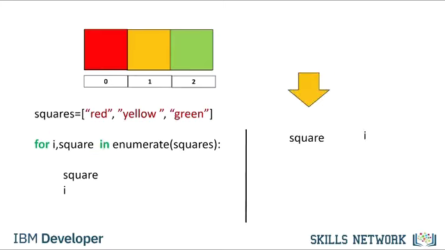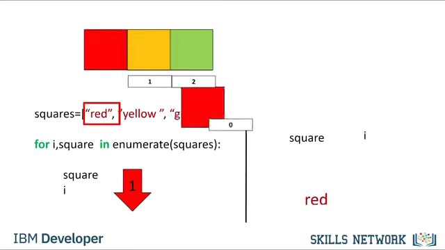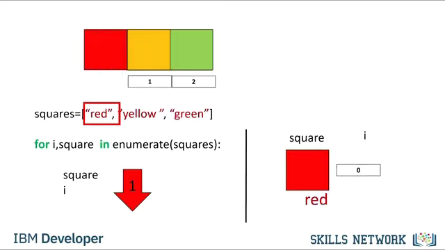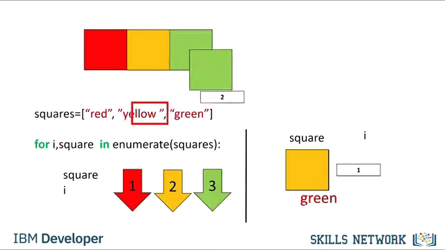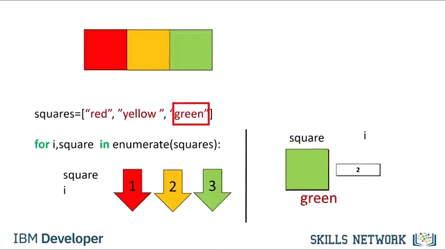Let's use the left part of the screen to display the different values of the variables square and i for the various iterations of the loop. For the first iteration, the value of the variable square is red, corresponding to the 0th index, and the value for i is 0. For the second iteration, the value of the variable square is yellow, and the value of i corresponds to its index, i.e. 1. We repeat the process for the last index.